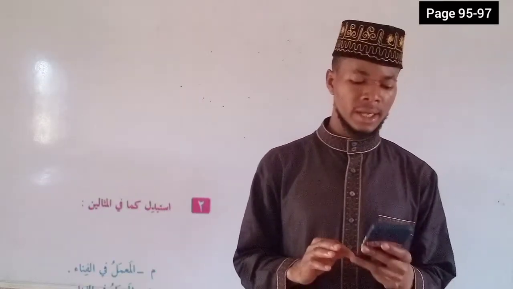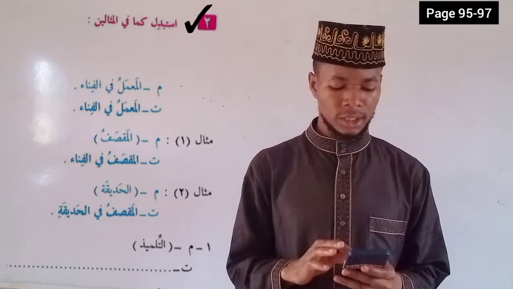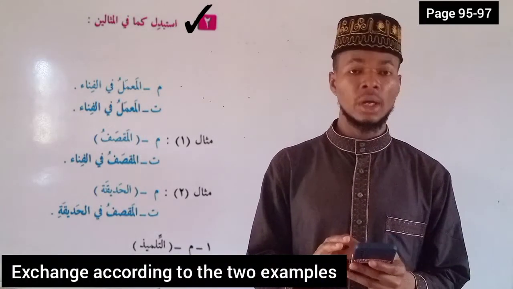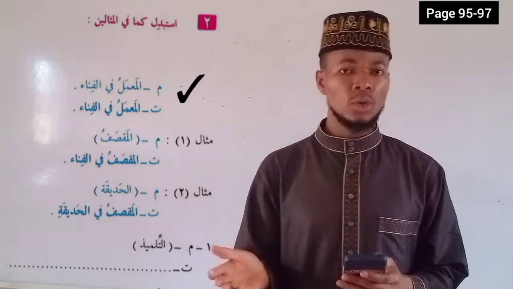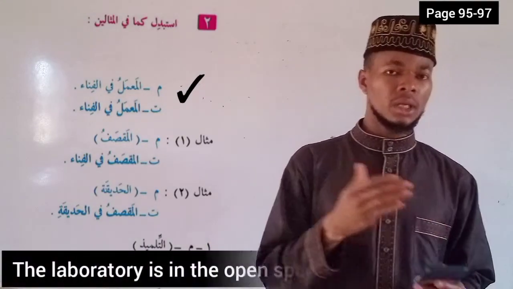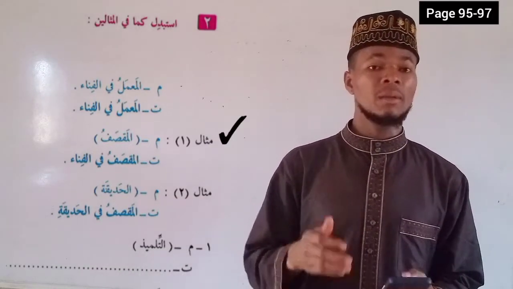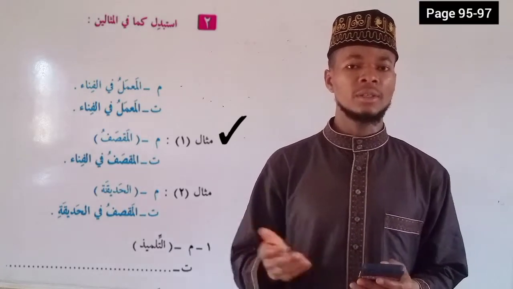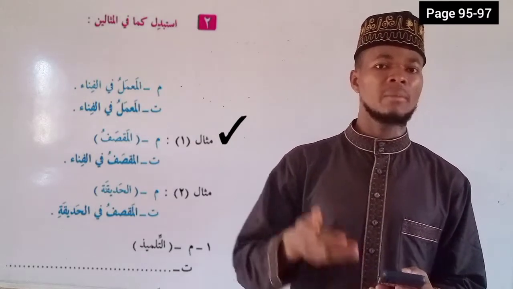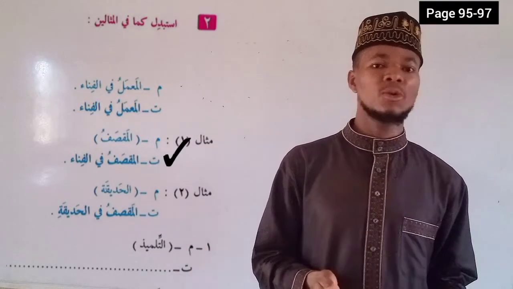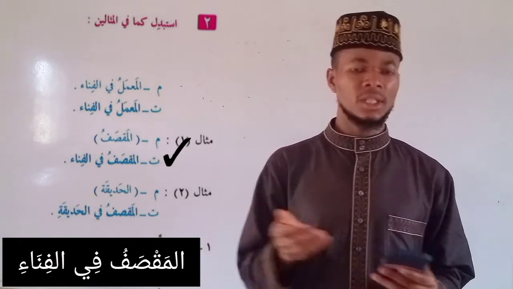Now let's move on to the next exercise, and here we have an instruction that says استبدل كما في المثالين, exchange according to the two examples. And here before the two examples we have the sentence that says المعمل في الفناء, the laboratory is in the open space. So example one, we have al-maqsaf, the shop, meaning here we are going to exchange the word al-maqsaf with al-ma'mal. Instead of saying al-ma'malu fil fina'i, now we see al-maqsafu fil fina'i, the shop is in the open space.